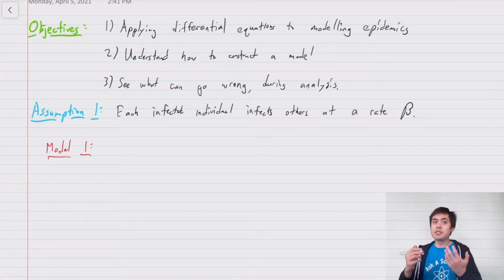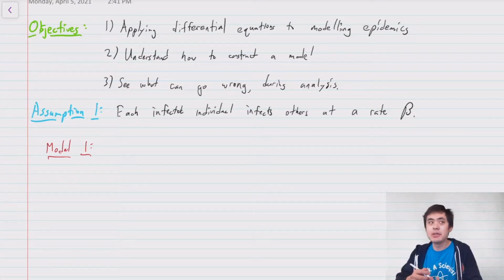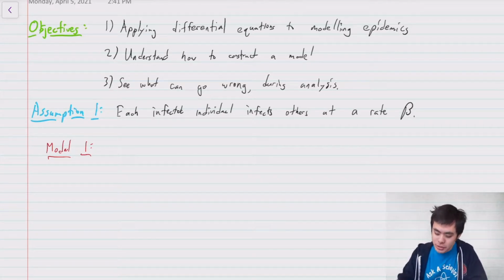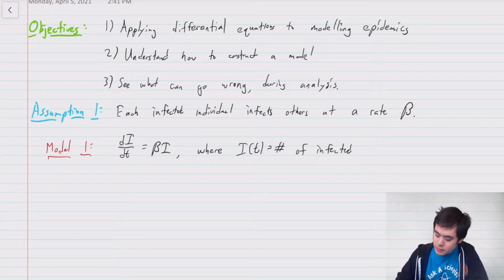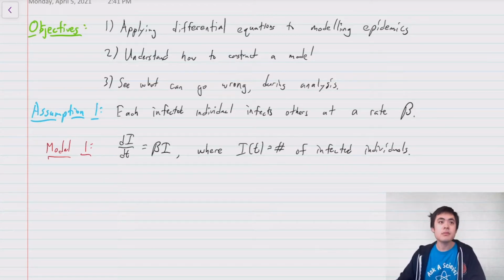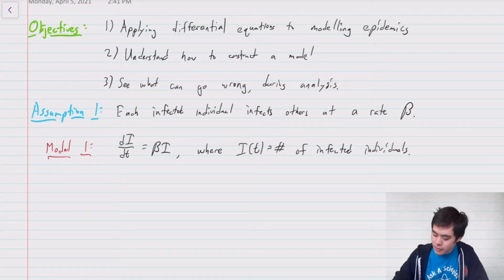So each infected individual infects others at some rate beta. That means the rate of change of the number of infected individuals is proportional to the number of infected individuals. So this is going to give us a single differential equation, dI/dt is equal to beta times I, where I of t is equal to the number of infected individuals at time t.